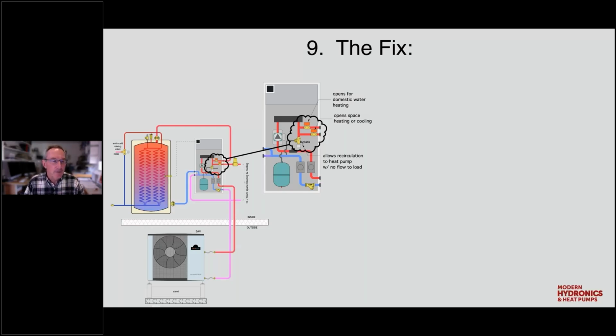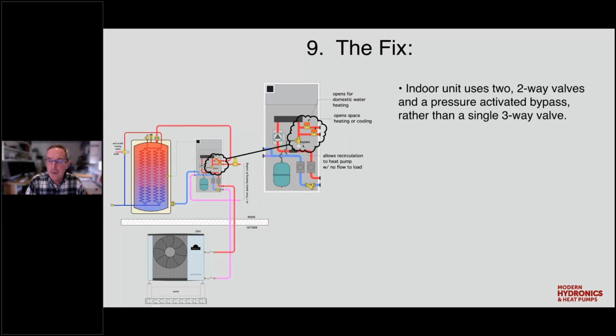So that's a clever solution, and it prevents those hot slugs from the air handler or the chilled slugs going into the indirect water heater, but it still allows the flow rate through the heat pump to be where it needs to be while the temperature of that fluid in the piping is changing. Okay.